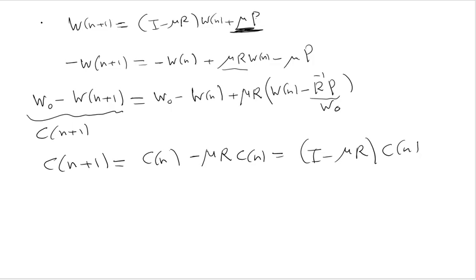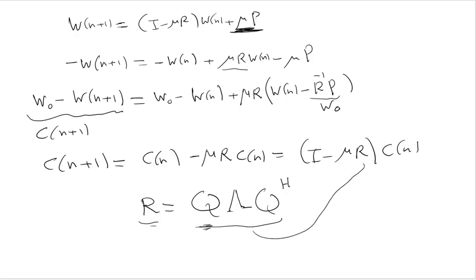And let's continue. I use the normal form for R. The normal form for the correlation matrix equals Q lambda Q Hermitian. Q is the eigenvectors and lambda is the eigenvalues of our correlation matrix. I put the normal form here, and we also have Q Hermitian Q equals I. It means Q is an orthonormal matrix.